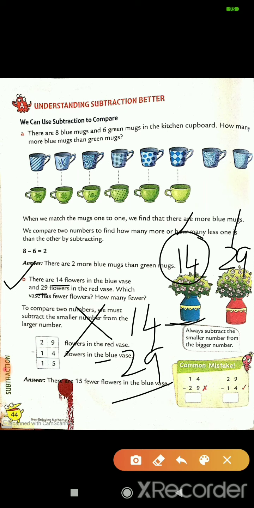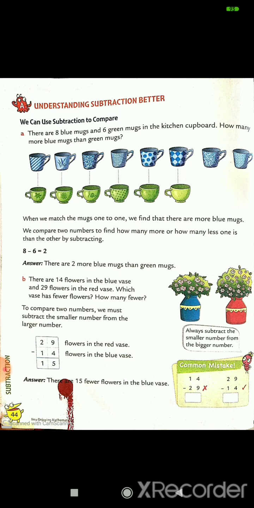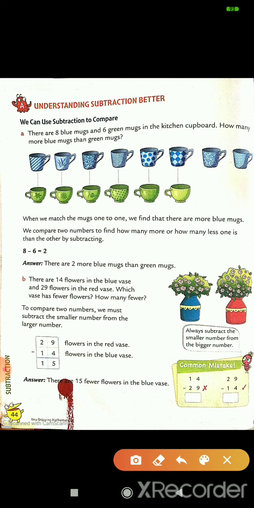No, we cannot write 14 minus 29. Why, students? Because always remember, subtract the smaller number from the bigger number. So the bigger number will always come first and then the smaller number. Got it, students? So we need to subtract 14 from 29.